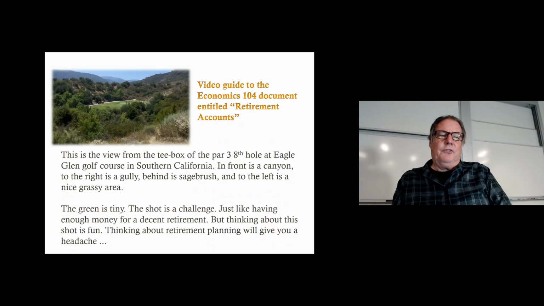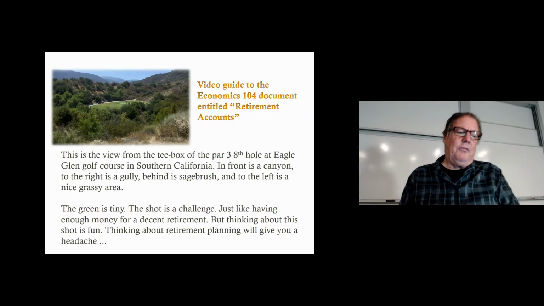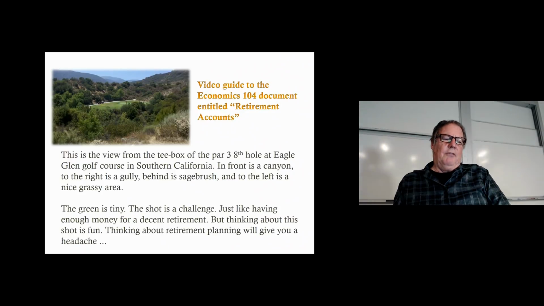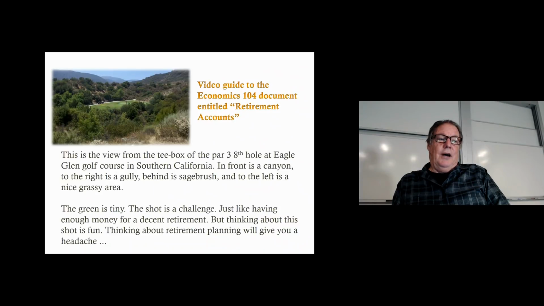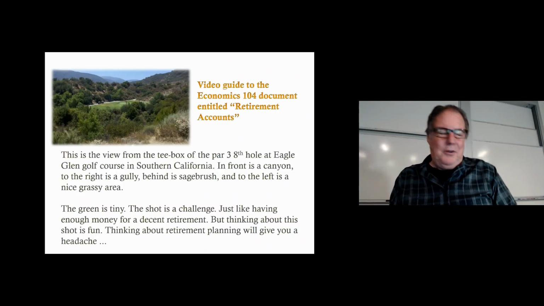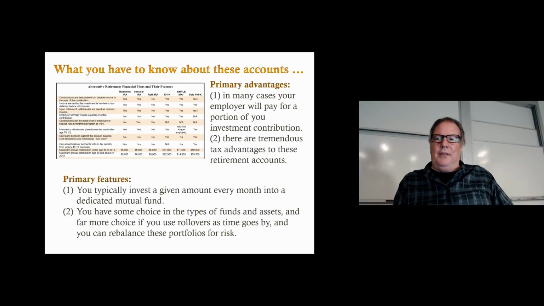Here I point out that this is the view from the tee box of a par 3 at Eagle Glen in Southern California. You can see off in the distance is a nice grassy area with a beautiful green. That green is tiny. This shot is a challenge, just like having enough money for a decent retirement. But thinking about this shot is fun when you're standing on the 8th hole tee box. Thinking about retirement will give you a headache, always. And so what I'm trying to do here is reduce the magnitude of that headache. Let's take a look at what I think you need to know.